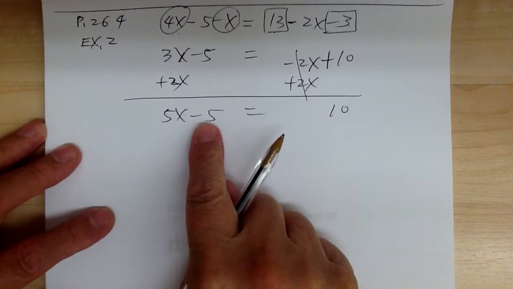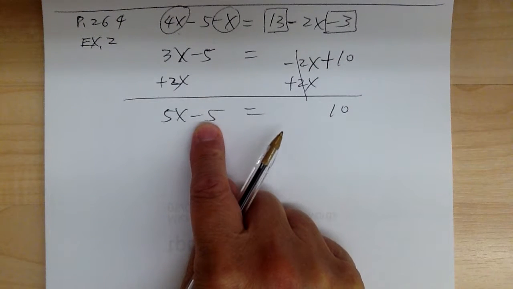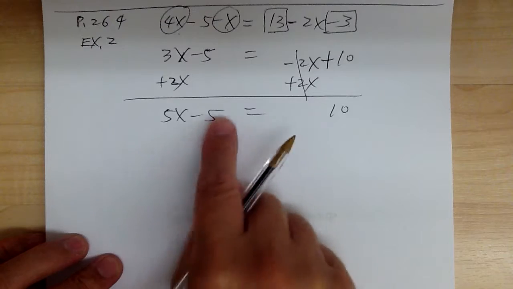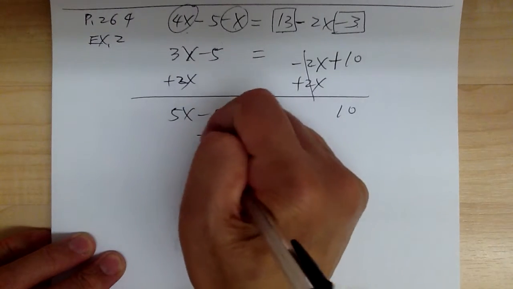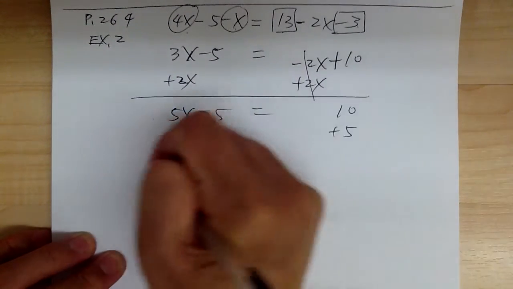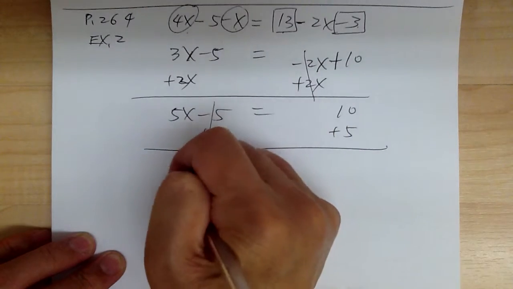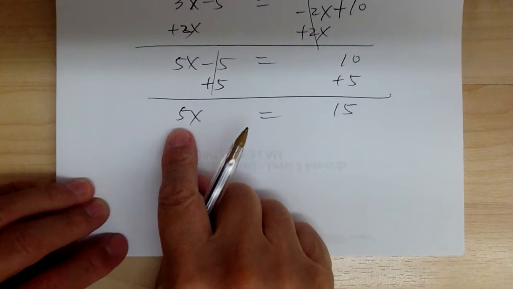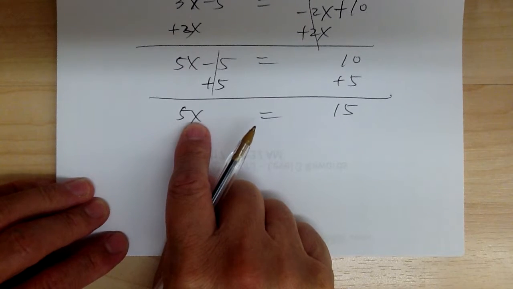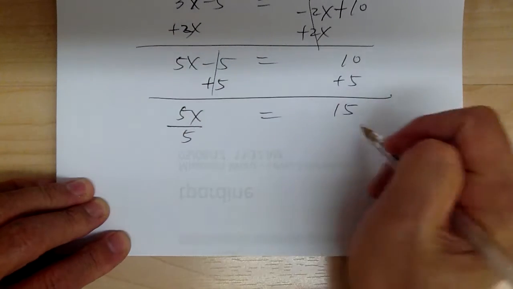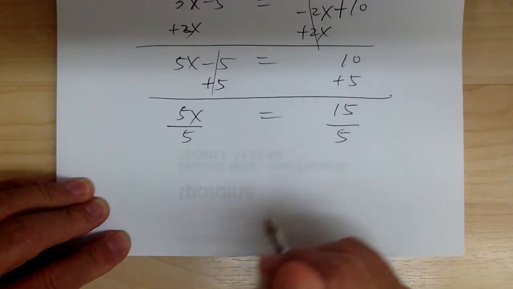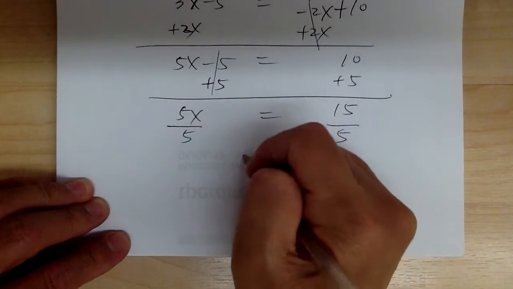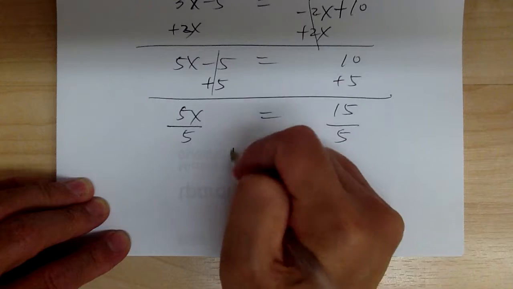Now this becomes like the previous one, one lesson earlier, right? To do this, you need to undo the 5. So plus 5, plus 5. So this will cancel out. So I got 5x is equal to 15. Now to undo the 5, again, this is a multiplication, so you have to divide. So the key concept to remember is you have to do the opposite to undo something. So you're going to get x equal to 3, and that's it.